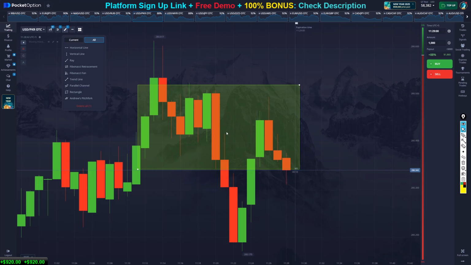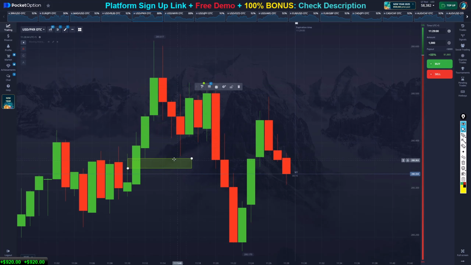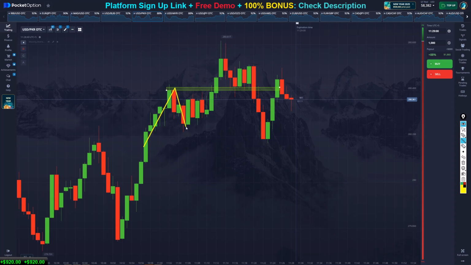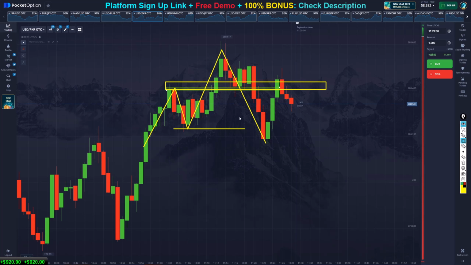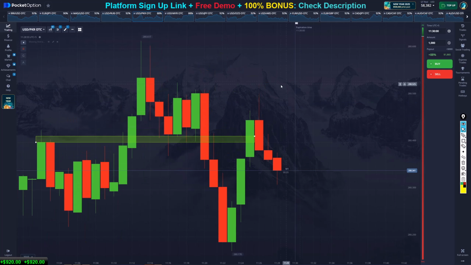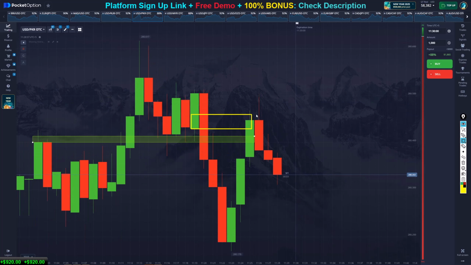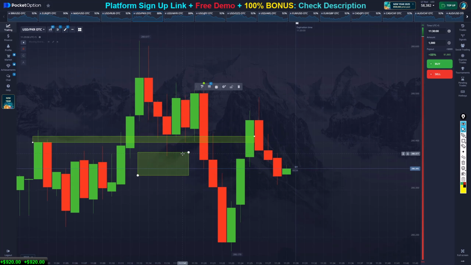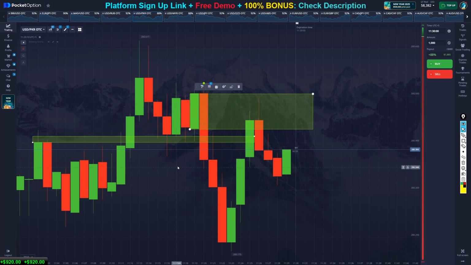This is a QM setup. Look at that. QM setup. See? Broke the previous swing strongly and then created this QM zone. And now in this QM zone, we have this supply area. That's so obvious. So we know that the entry should be inside of this supply area, and it's also above the QM zone.